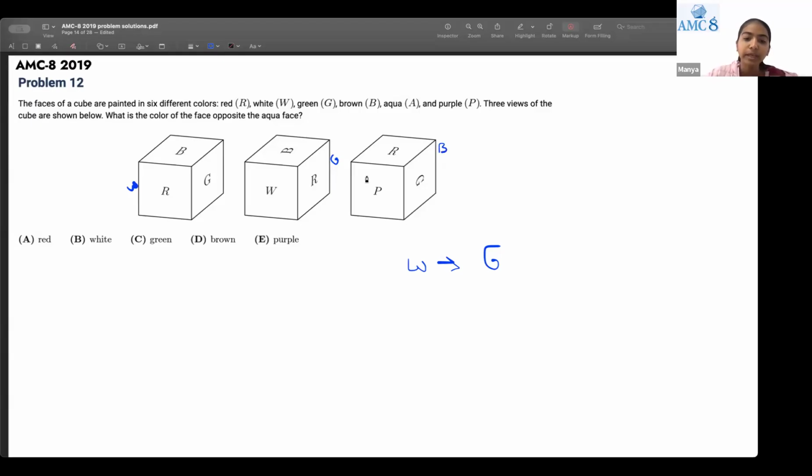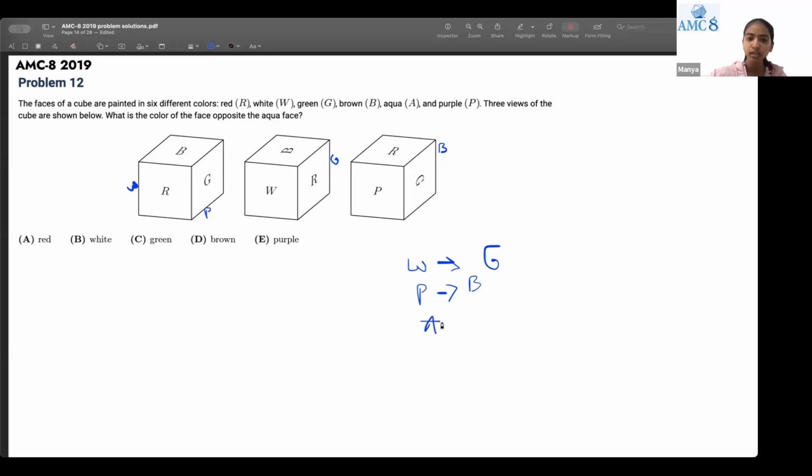And so that means that the P in this one is on the bottom, since when we turn it sideways, the P is on the bottom and the B is on the back side. So then P is on the opposite side of B. And so if W is on the opposite side of G, and P is on the opposite side of B, then what is opposite of A?